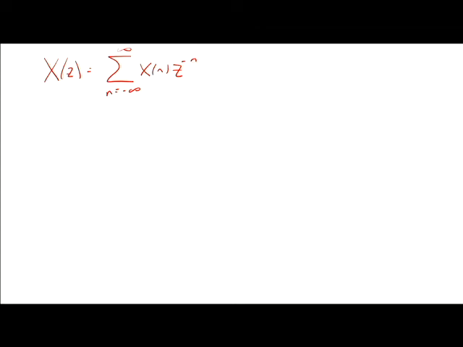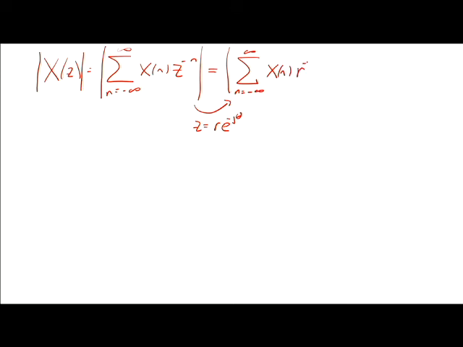So what we want is, let's say we want to figure out what the region of convergence is. So let's first of all take the magnitude of the z transform. Then what I want to do is let z equal some polar form, okay? And replace it in this expression. So now we've got r to the minus n, and we have e to the minus j theta n.